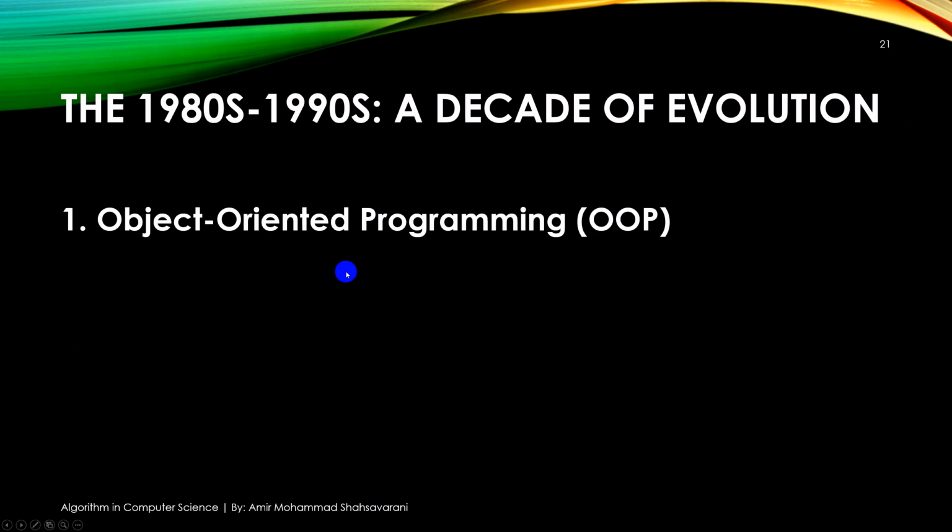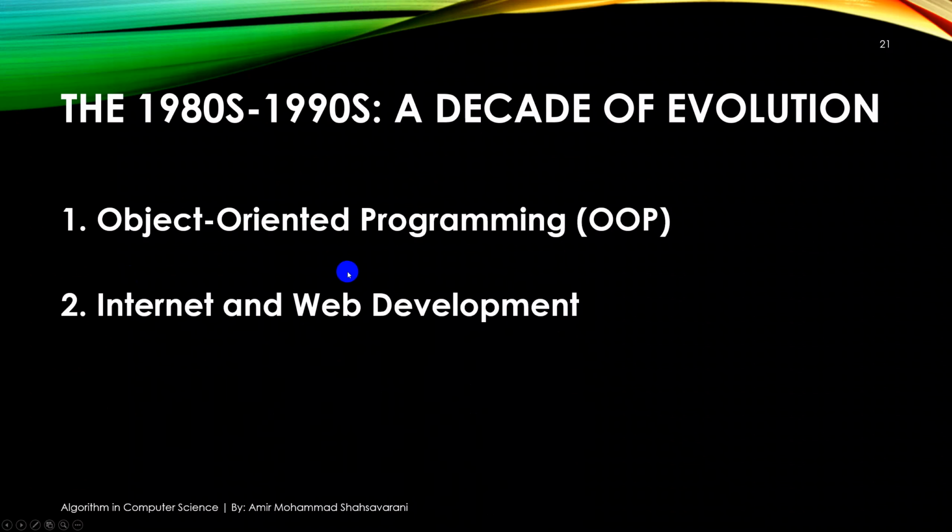Then the second important issue for algorithms is internet and web development, which, if you are more than 35 years old, you would understand fully. But if you are younger, maybe you were born with the internet. The World Wide Web, WWW, was created and led to a surge in web-based applications, algorithms, and programming languages, and many of the algorithms that we have now were born after internet and web development.